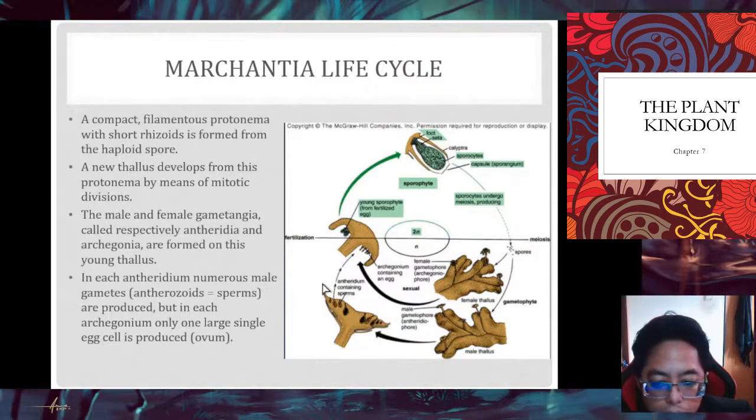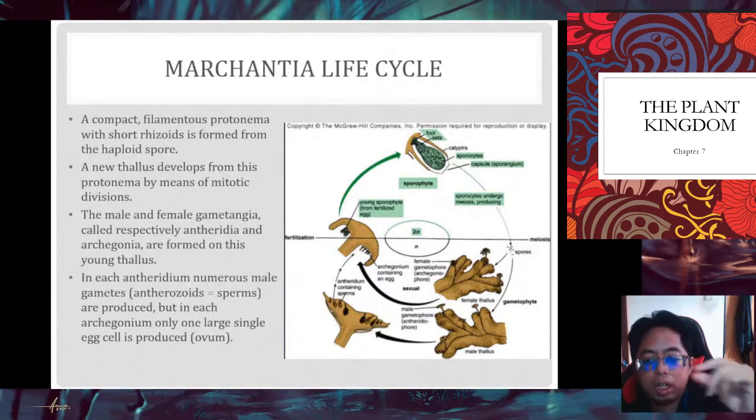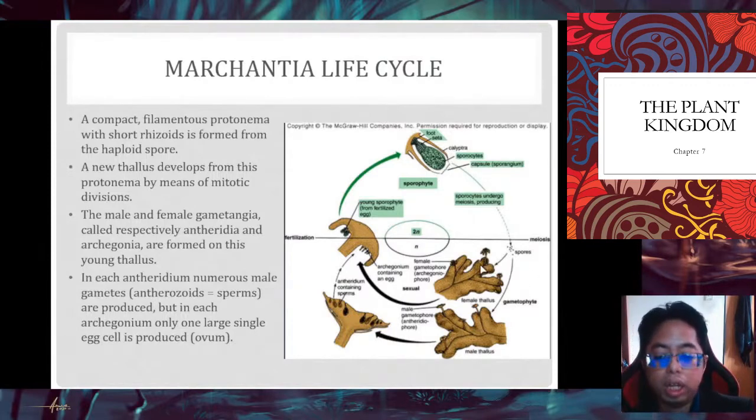Protonema, okay, not here. So you have the spore. Okay, this is the spore, very small, and then the spore would break, and then there's like a long tentacle coming out. The tentacle is called protonema, and the protonema will divide and divide and divide to form this flattened leaf called thallus. Okay, so this thallus is like a flattened leaf. It can be either male or female, and on it you will have the gametophyte forming. You have the male antheridia and female archegonia.